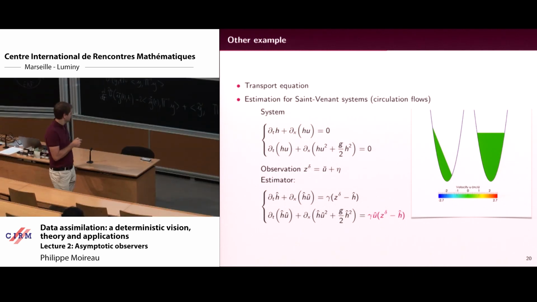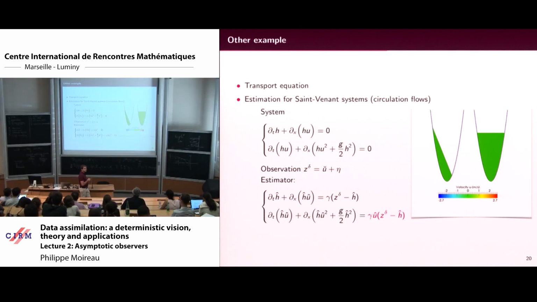And what is original somehow is that we also have a correction here, and this correction is nonlinear. So it's gamma U hat and then the discrepancy between the height. Okay? In the literature, we found that there are people who are using an observer like that with 0 here. And actually, the observer is known to be not very efficient. And basically, by just changing that, we get very nice results.